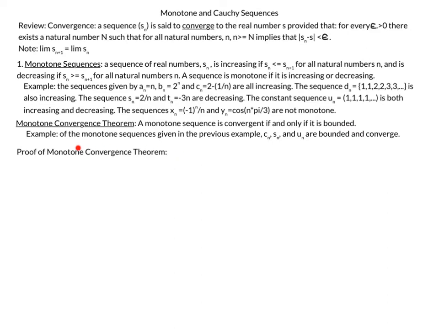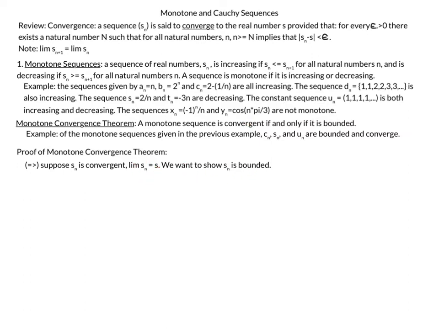But we will look at the formal proof of the monotone convergence theorem. Because it is an if and only if statement, we have two directions to prove. We'll start with the forward direction. We will assume the sequence is convergent. In other words, the limit of s_n is equal to s, and we want to show that the sequence is bounded.